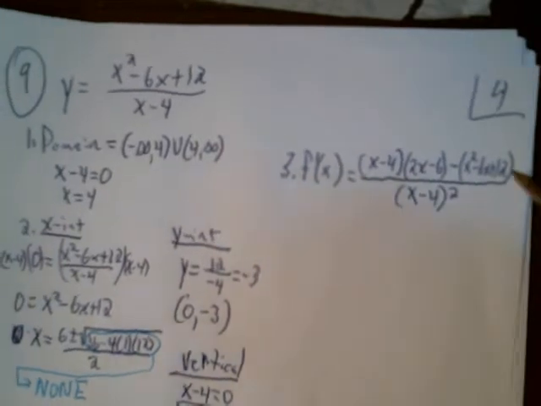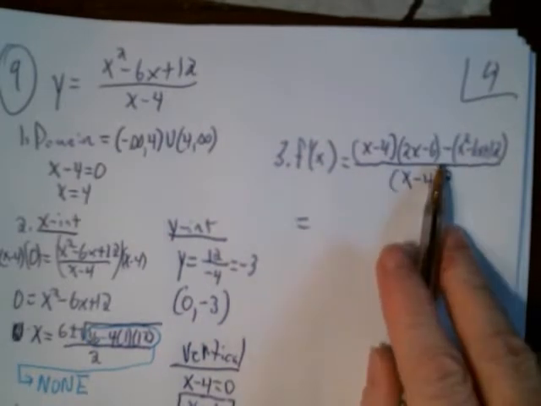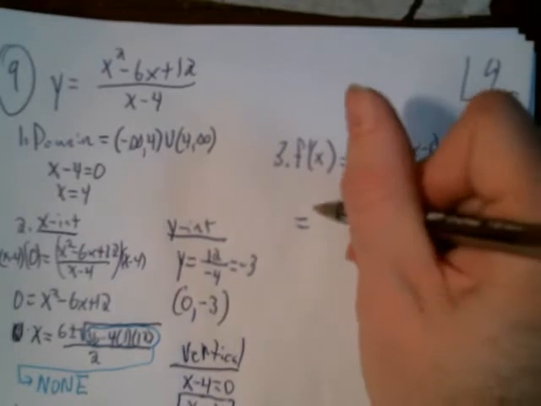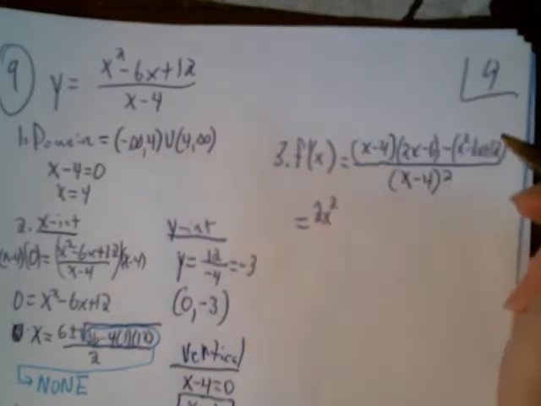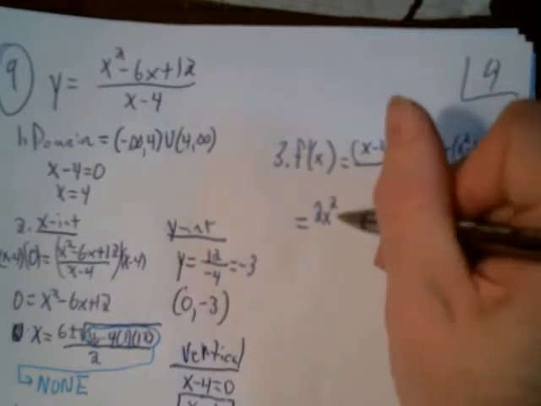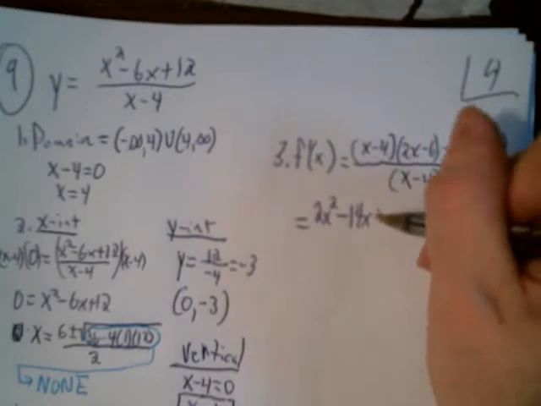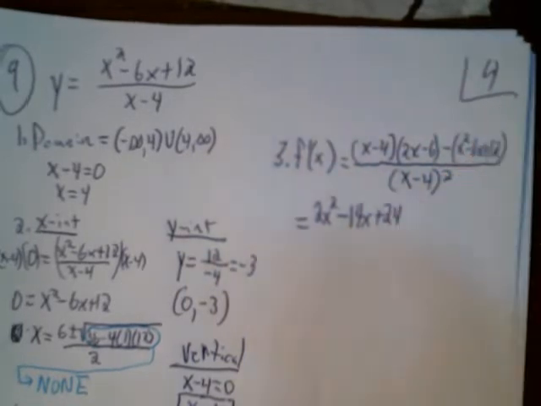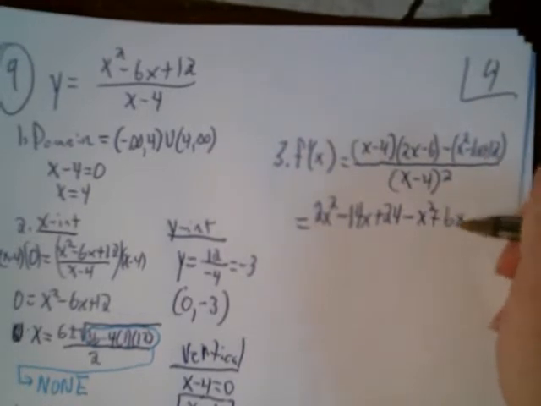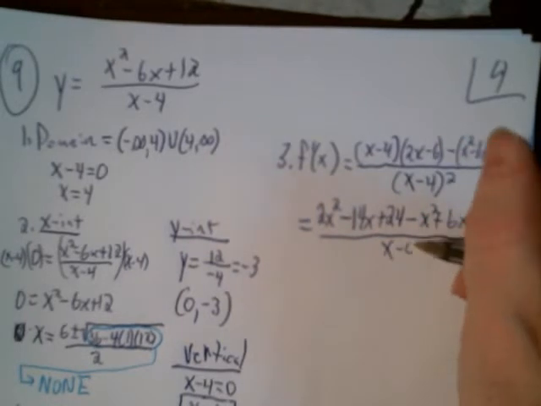Anyways, here's our expression. I'm going to clean it up now. I'm going to FOIL the heck out of this right here. So you end up with 2x squared minus 6x minus 8x, so minus 14x, and then plus 24. And then distribute your negative: minus x squared plus 6x minus 12, all over x minus 4 squared.